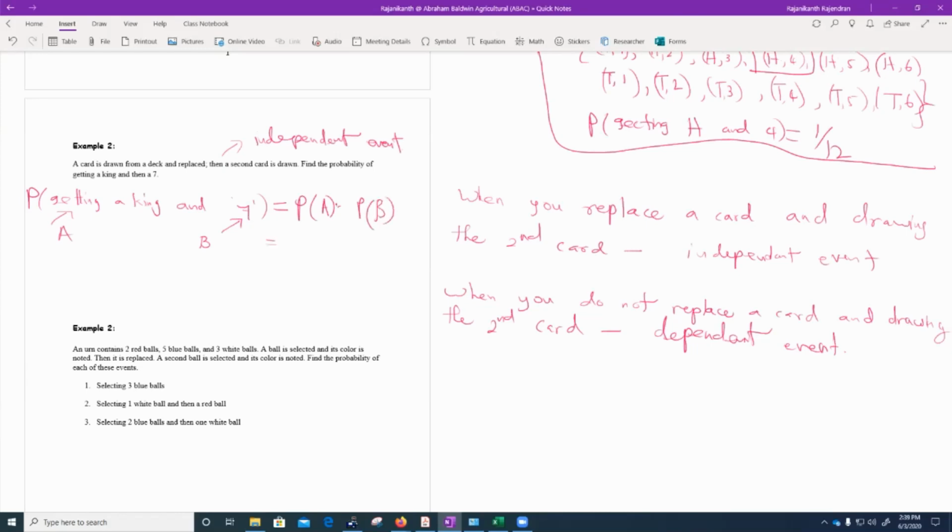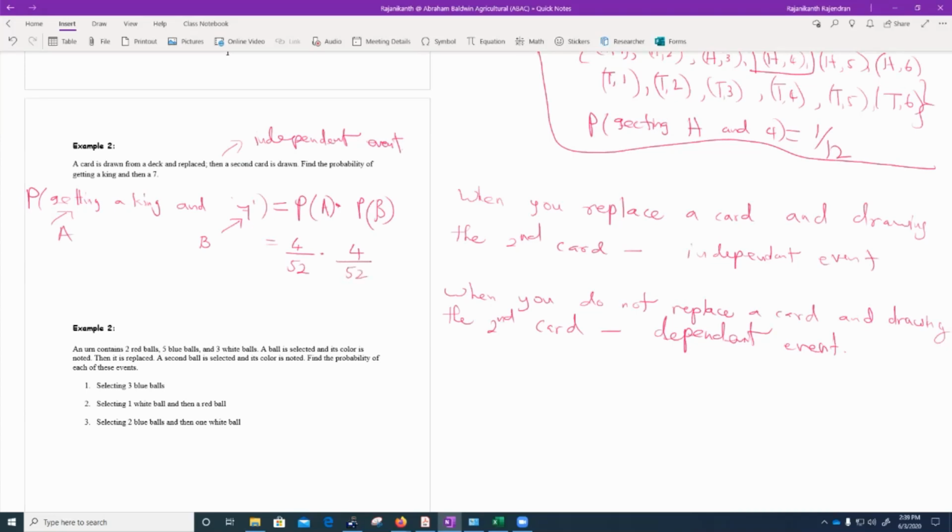What is P(A) here? It is the probability of getting a king from your first drawing, then the probability of getting a number 7 from the second drawing. For getting a king, remember there are 4 of them in your card pack out of 52. Each suit has one king. The probability of getting a 7, again there are 4 sevens in your card pack out of 52.